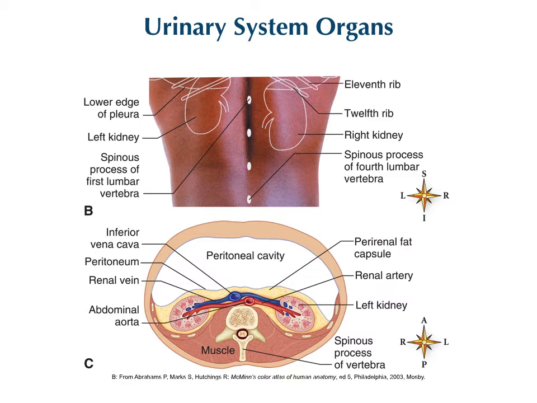In C, you will see that the kidney is surrounded by a renal fat pad. This is a heavy cushion of fat that surrounds and protects each kidney.